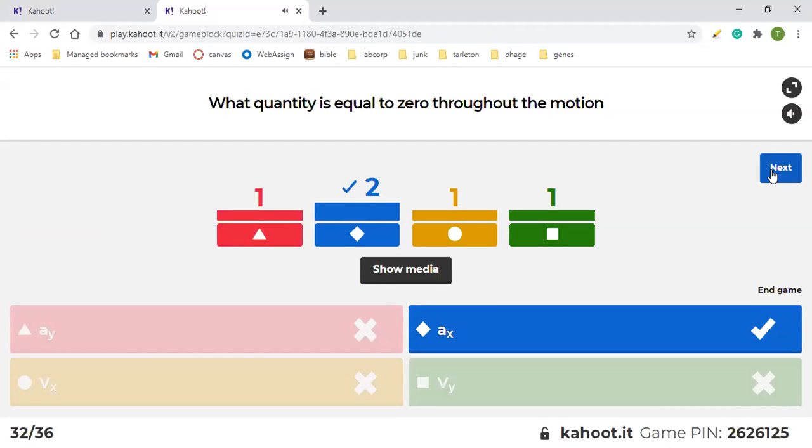Like I just said, when we're looking at kinematics in 2 dimensions, our acceleration in the x direction is always going to be 0 because there's no resistance or wind pushing or pulling or anything like that.